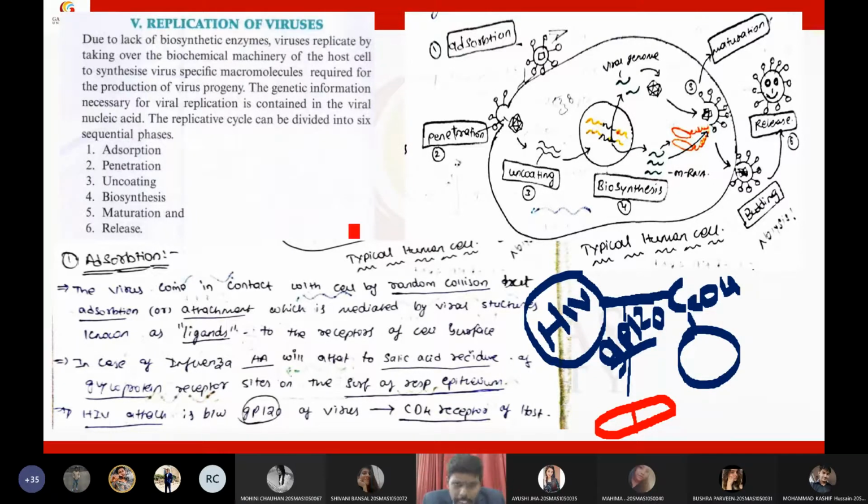So one example is attachment. So attachment, in the case of HIV, is via the GP120 receptor that will bind to the CD4 receptor of the helper T cell. By developing drugs that will inhibit this GP120 receptor, we can inhibit the virus attachment to the surface of the cell.